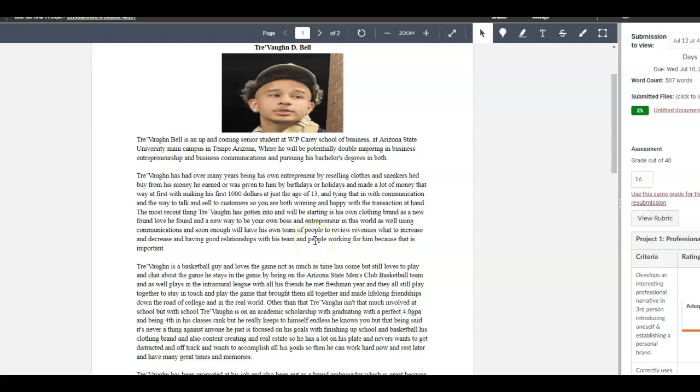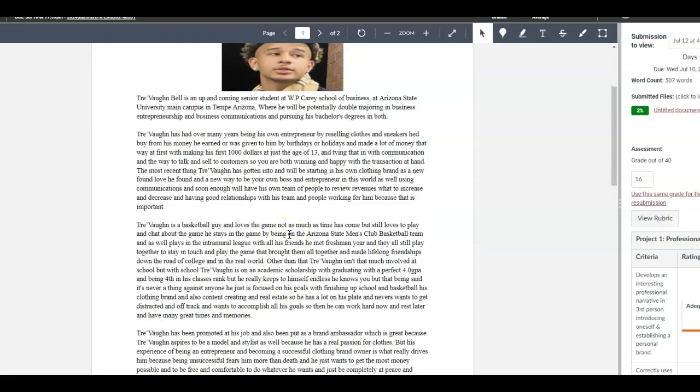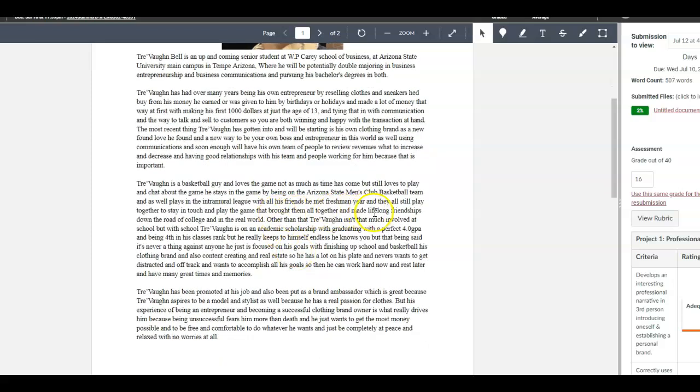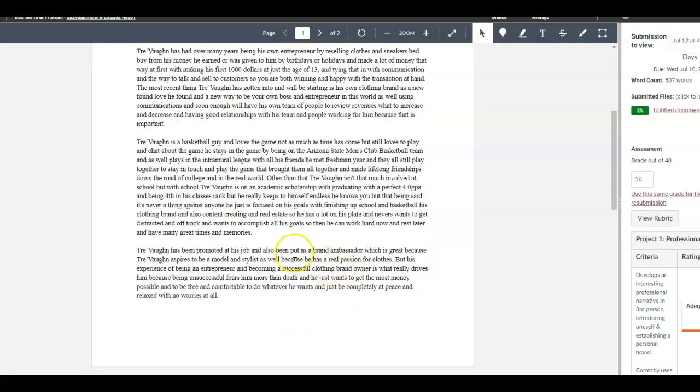There's no evidence here. There are no business labels, no clothing lines, no stores where you've gotten your clothing into. You need to be very specific and concrete. Also here, "Trayvon is a basketball guy. He likes to play with his friends." That's really not relevant in a professional bio. And "Other than that, Trayvon isn't that much involved at school." Ooh, not what you want to provide in a professional bio. "He is on an academic scholarship." What is that scholarship? Name that scholarship.